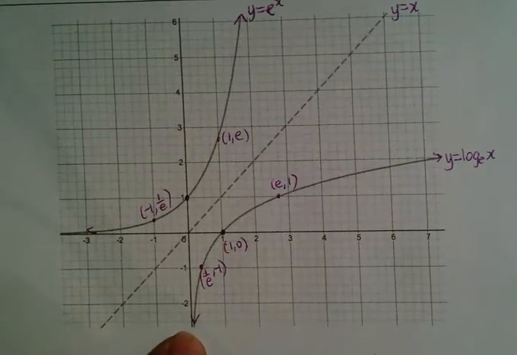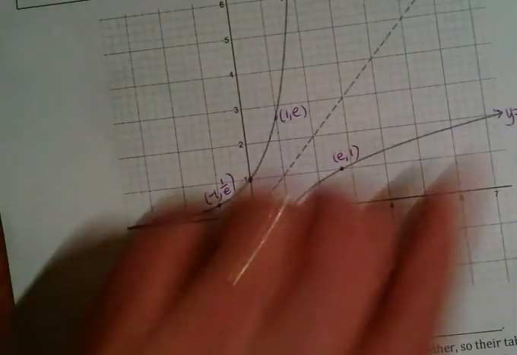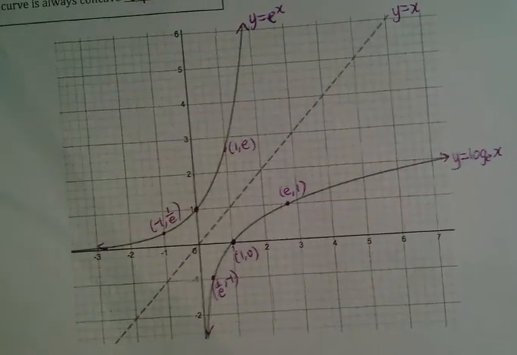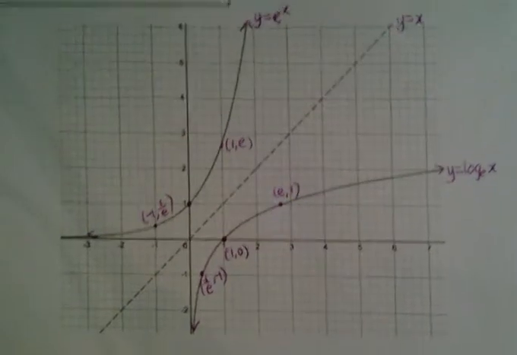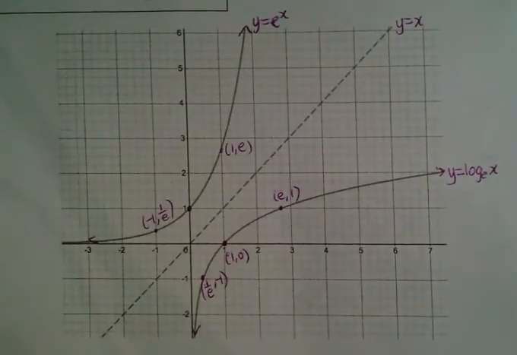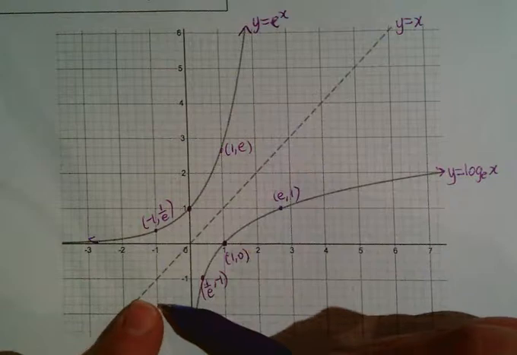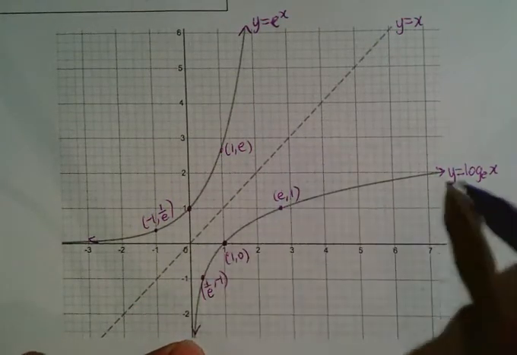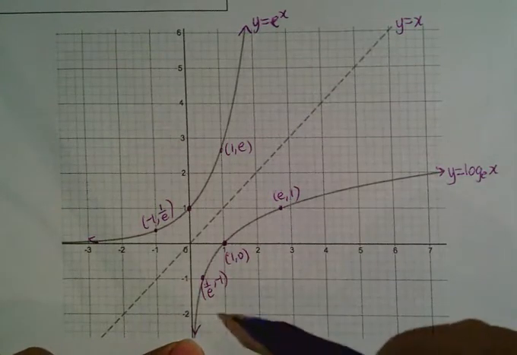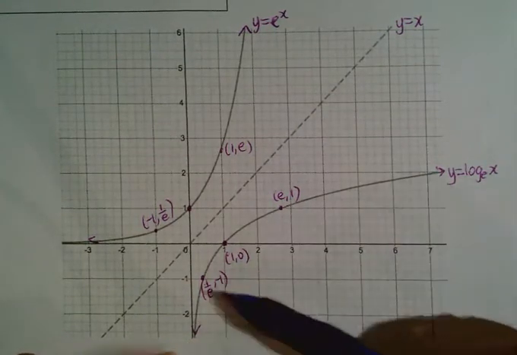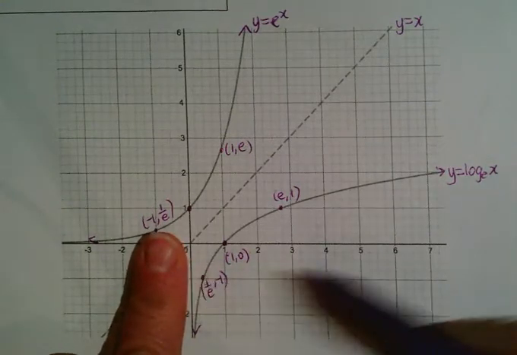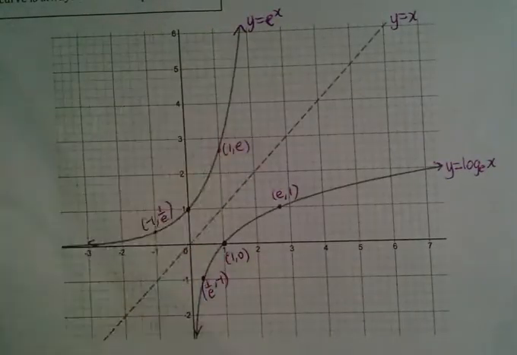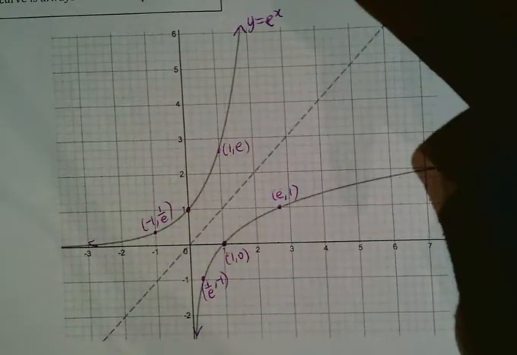You can see that the domain is only x values greater than 0. We were looking at some logs last week or the week before, and you cannot take the log of a negative number, which is why the log to the base e of x curve, the ln curve, has domain x greater than 0. Now the range seems to be all y values, so all real y.